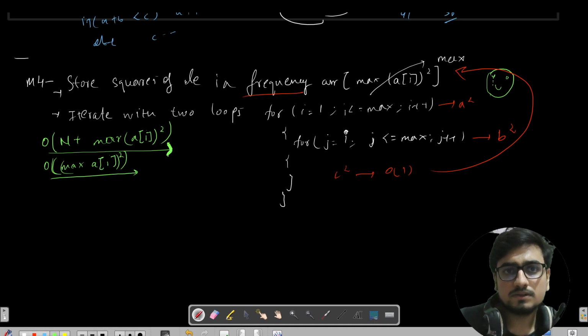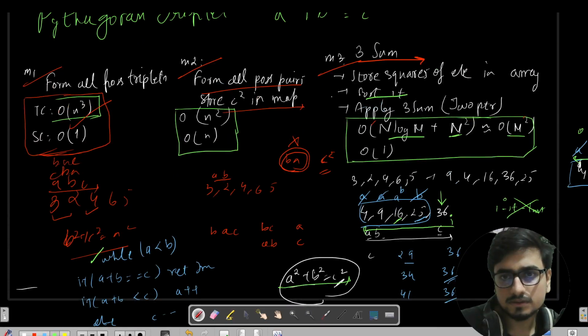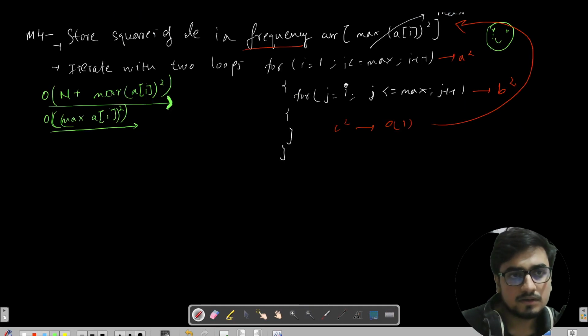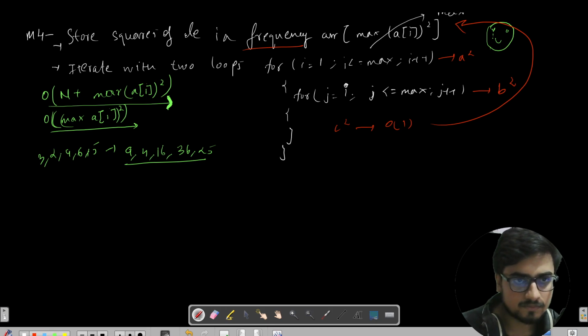ठीक है, तो हम इसमें क्या करने वाले हैं? That we will store the squares of the elements in the frequency array, right? So what were the elements we were having? Elements were 3 2 4 6 5. So we will have 3 2 4 6 and 5. What is the square of the elements? It is 9 4 16 36 and 25. What is the maximum in this? Maximum is 36, right?